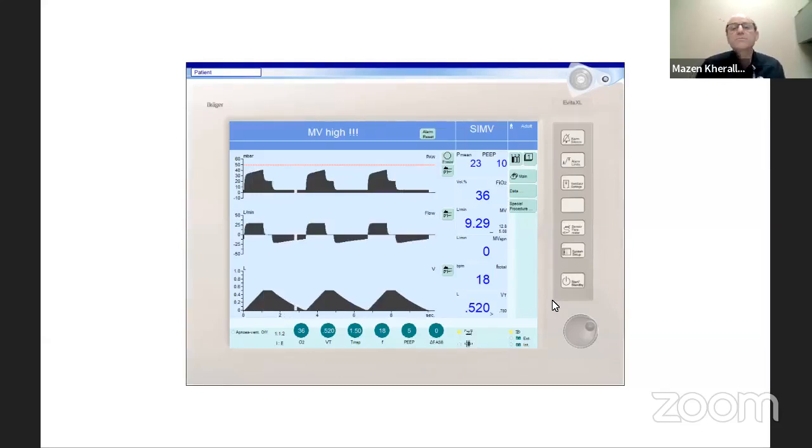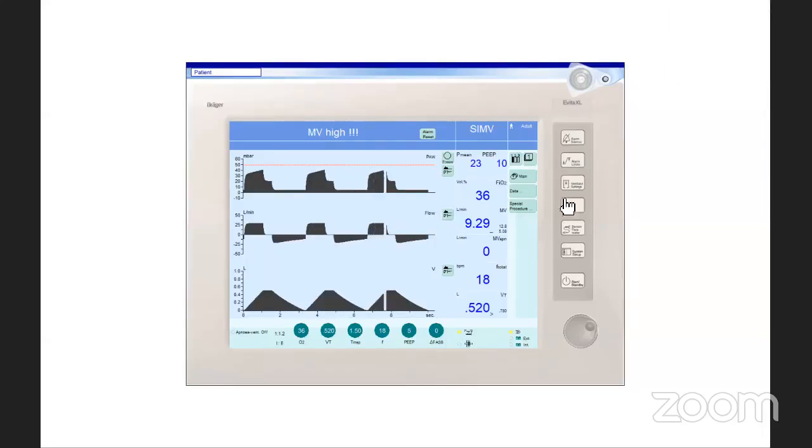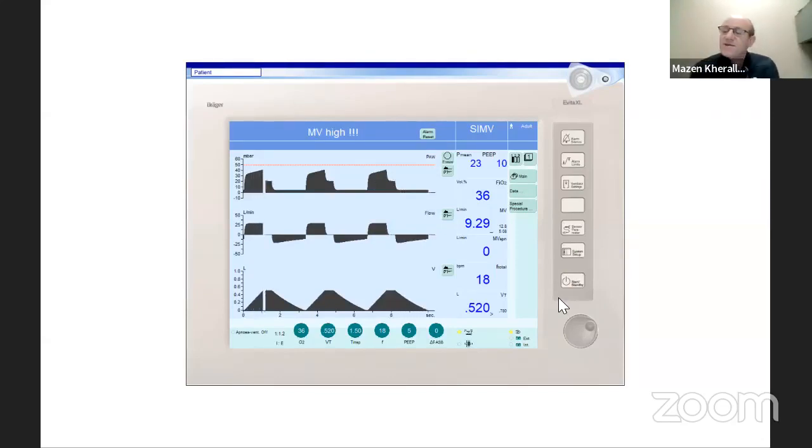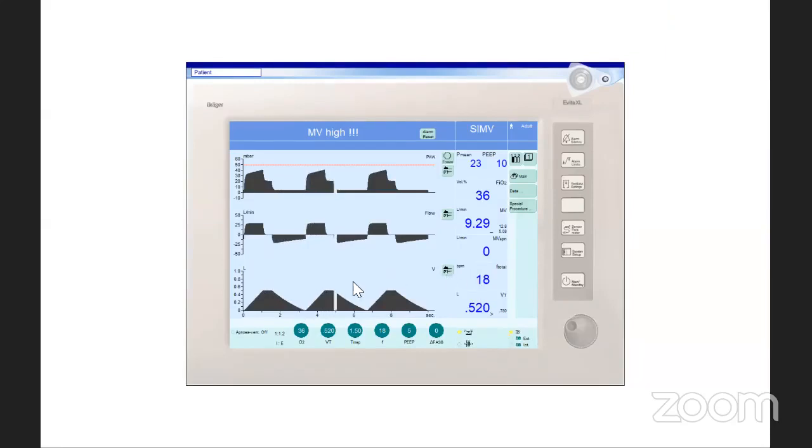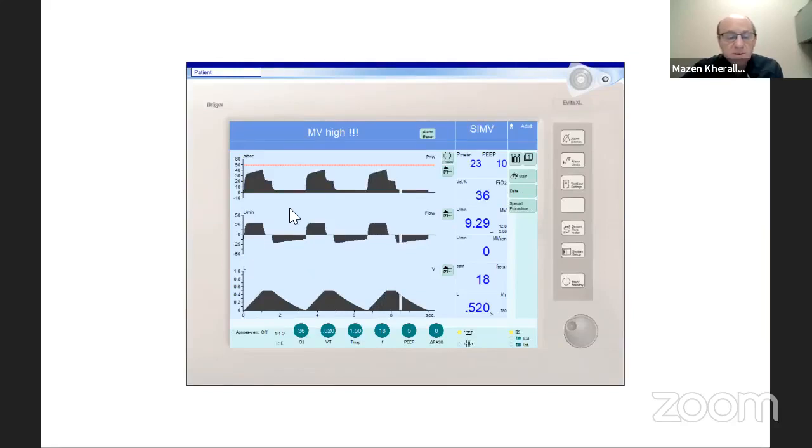Any volunteer? Anyone? So waiting for people to start interacting with us. So let's just see what we see here on the ventilator.